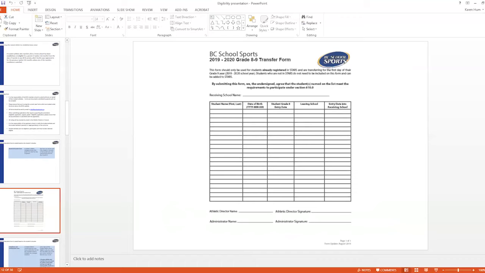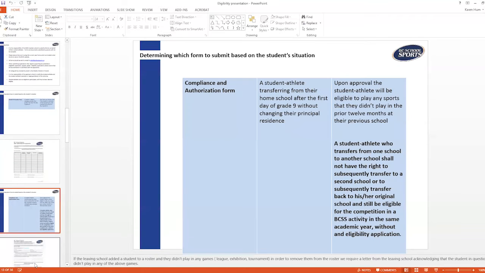Okay. So the next one we're going to move on to is the compliance and authorization form. By submitting this form, it's in a case where a student has transferred after the first day of grade 9 and they haven't changed their principal address. Essentially, they just decided they want to go to a different school, and they are not going to be eligible, by submitting this form, for any sports that they played in the prior 12 months at their previous school.